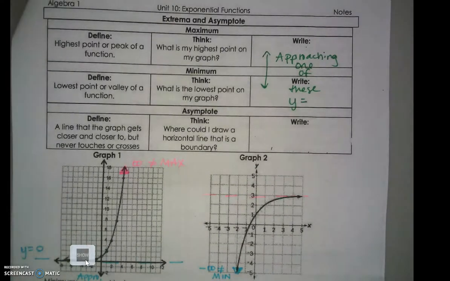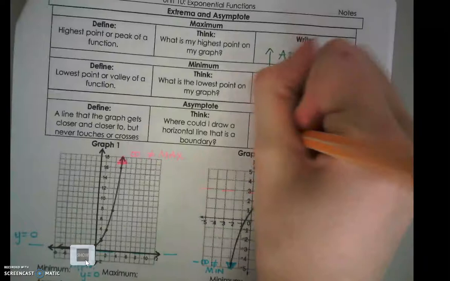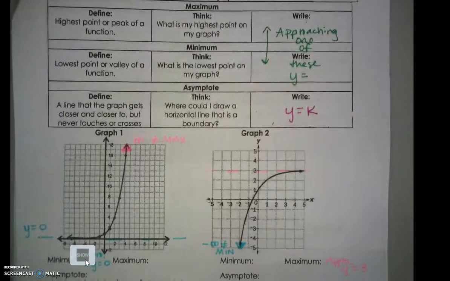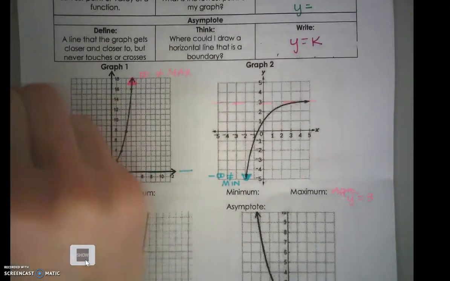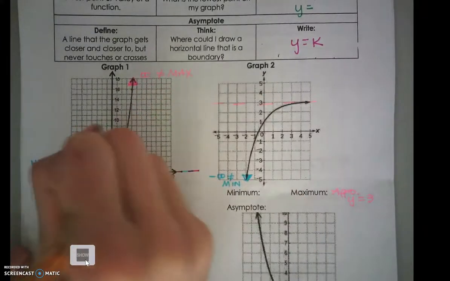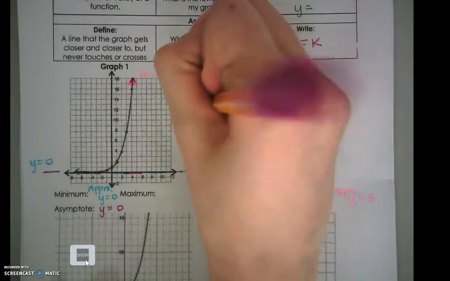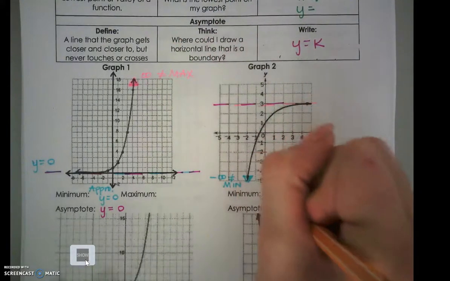Let's talk about asymptotes. Your asymptote is your y equals k. It's the k value of your standard form equation. Well, on our graphs here, again, it's just where my exponential function is going to flatten out. So that's y equals 0. And up here, it's going to be where y equals 3.